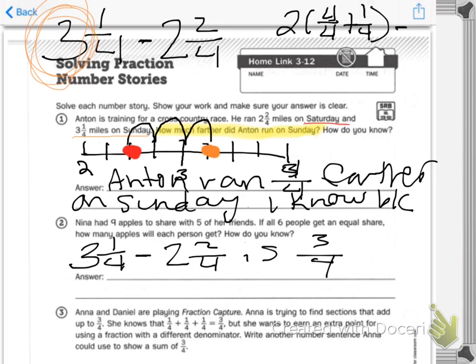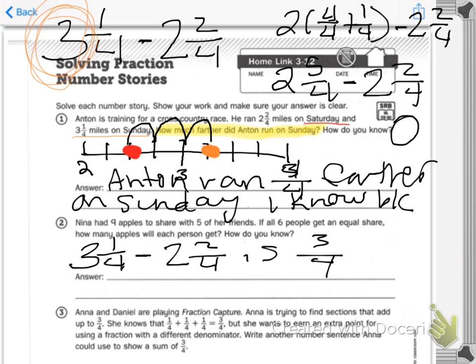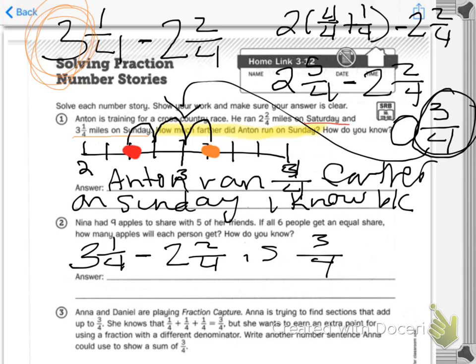That leaves me 2 5/4 minus 2 2/4. 2 minus 2 is 0. 5 minus 2 is 3. And I leave my 4. 3/4. Is that the same as what we counted here? Absolutely.